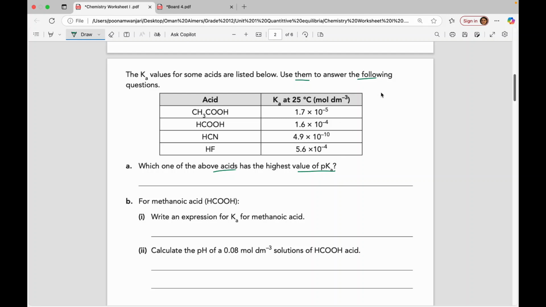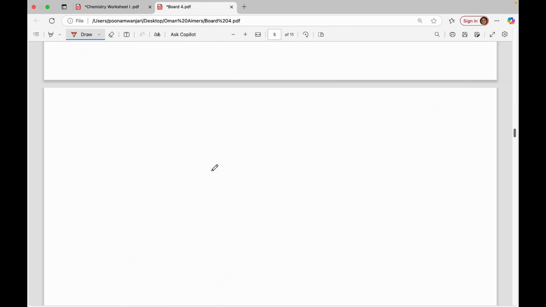Now the Ka value is given, students, you need to calculate its pK value, or when you know the relationship, if Ka is high, that means it has low pKa. Keep this in mind. There is a relationship between Ka and pKa. As we know, pKa is equal to negative log to the base 10 of Ka. So whatever value of Ka is there.